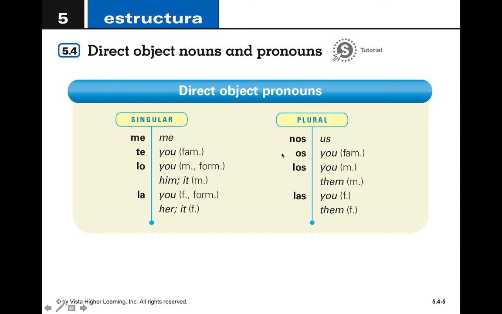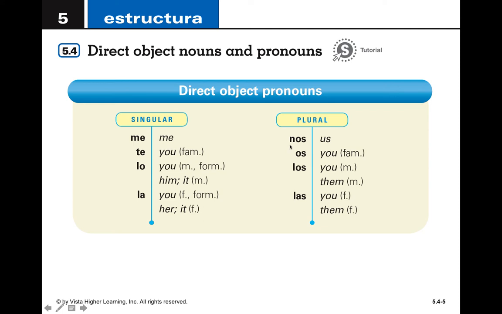So again, this is all in your textbook, so you can go back and look at this. So for direct object pronouns, for me, you say me. For you, familiar, you say te. So notice it's not tú, right? You, if you're being formal, for usted, him, or it would be lo. Most often it's it, right? Same for la. So if it's a female and you're being formal, you would say la. Or if it's a feminine thing or to her, right, it would be her or it, la, right? So me, te, lo, la.